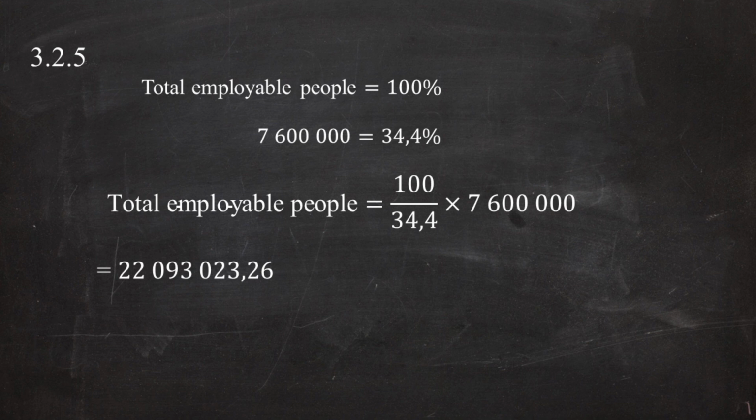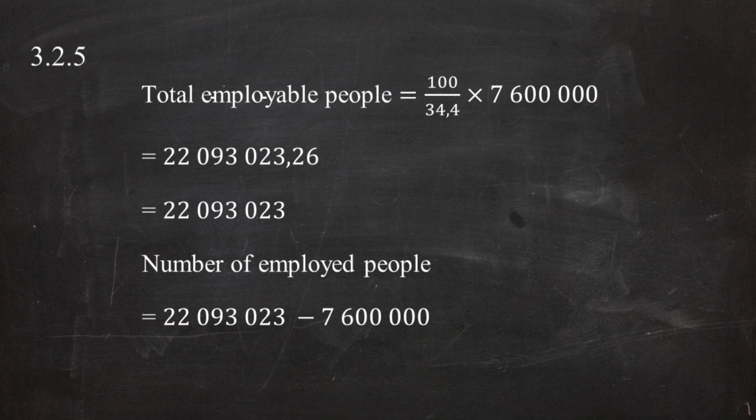22,093,023.26. But you can't get 0.26 of a person, so rounding this value to the nearest whole person will give you 22,093,023. So the number of people that are employed in quarter 2 will be the difference between the total number of people that has the potential to be employed of 22,093,023 and the total number of people that are unemployed of 7,600,000. And this will equal a total number of people that were employed in quarter 2 of 14,493,023.